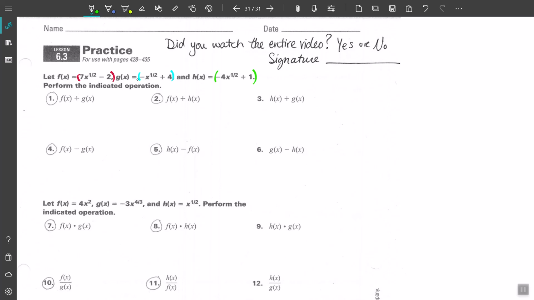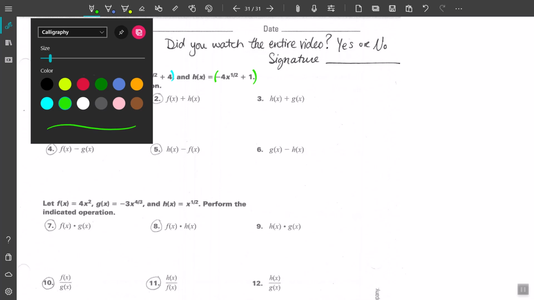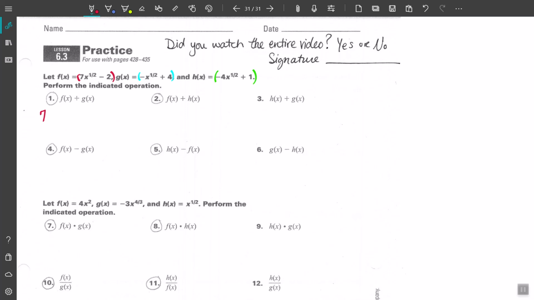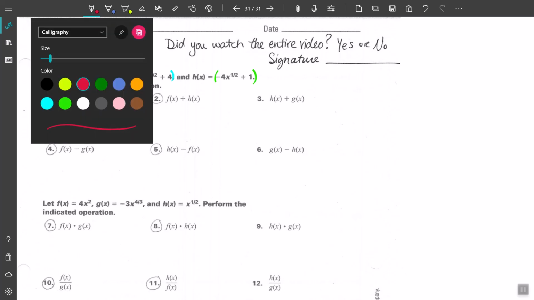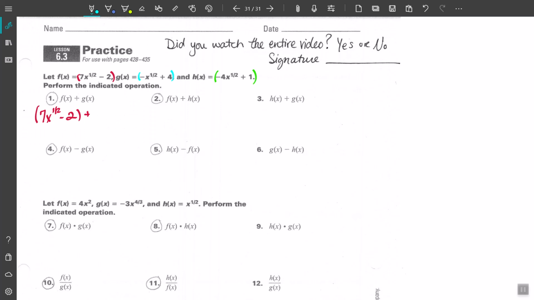You can see at the top in the directions, they told us what f of x equals. I put that in red parentheses. G of x I put in blue parentheses, and h of x I put in green parentheses. So if we go to our first problem, they're asking us to add f of x, which is the 7x to the 1/2 power minus 2. And they're asking us to add that to g of x.